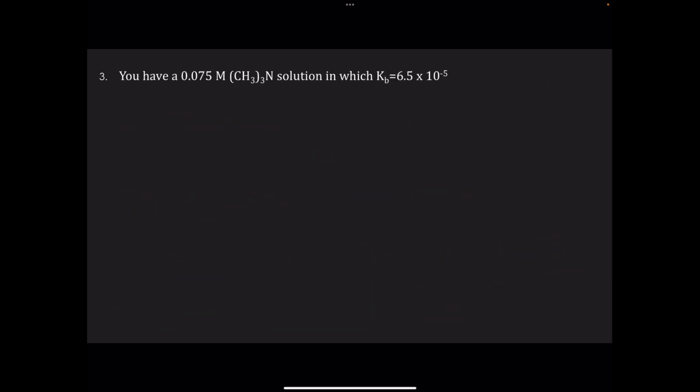Now here we had looked at an example of a weak acid. If we've got a weak base, we're going to take the same approach. The difference is our proton transfer equation. So here we've got a 0.075 molar solution of CH3)3N, in which Kb is 6.5 times 10 to the negative fifth.